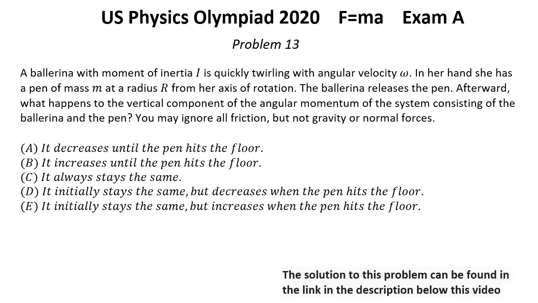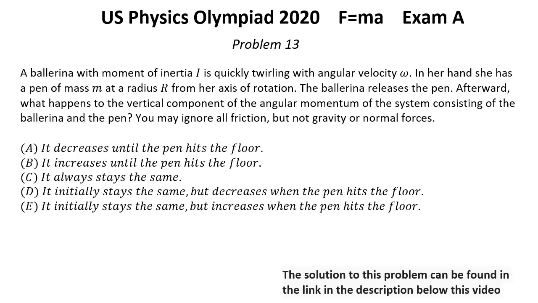Afterward, what happened to the vertical component of the angular momentum of the system consisting of the ballerina and the pen? You may ignore all friction, but not gravity or normal forces.